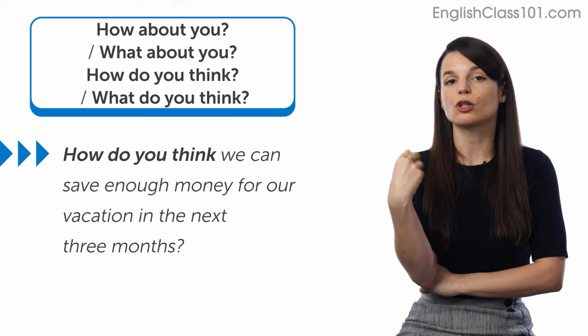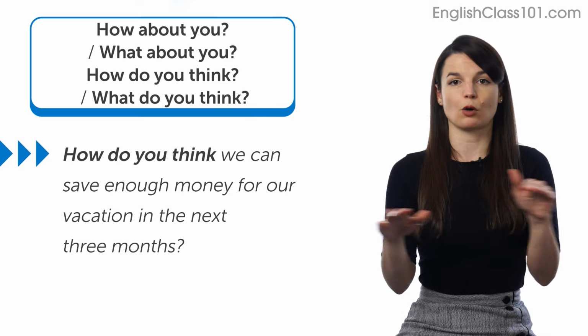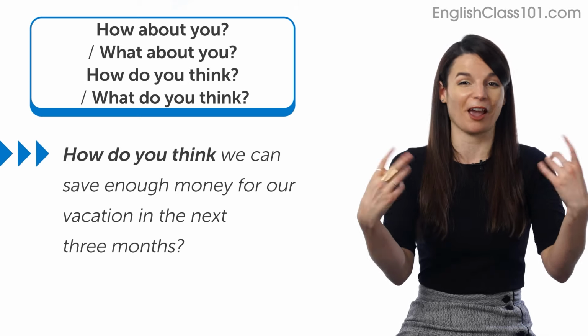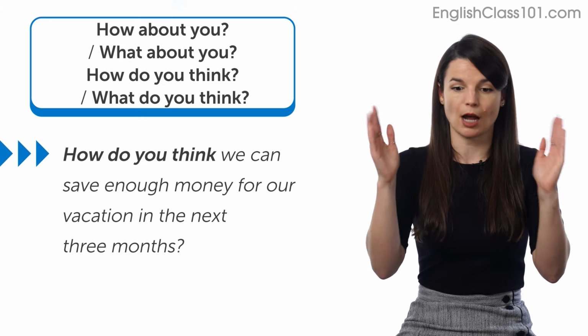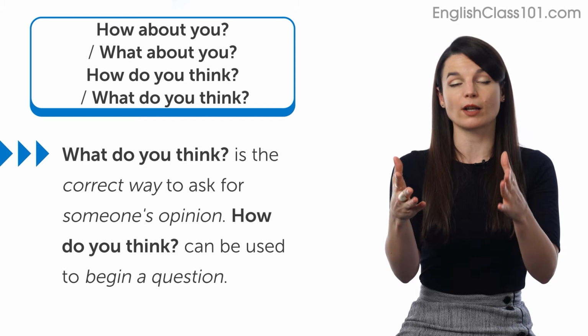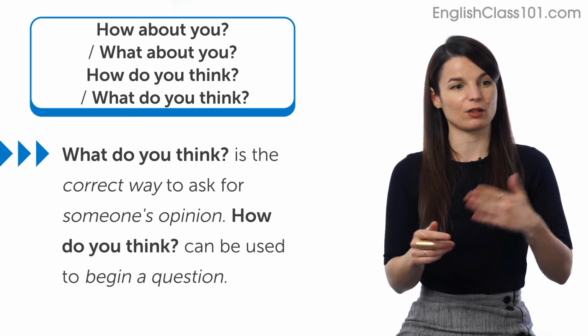So you could use "how do you think" as the beginning of a question, but we do not use "how do you think" as a question asking about the other person's opinion. So remove that from your vocabulary if you use that. We don't say, "how do you think?" "What do you think?" is the correct question to ask here when you want someone's opinion. So dinner plans, what do you think? Or vacation plans, what do you think?